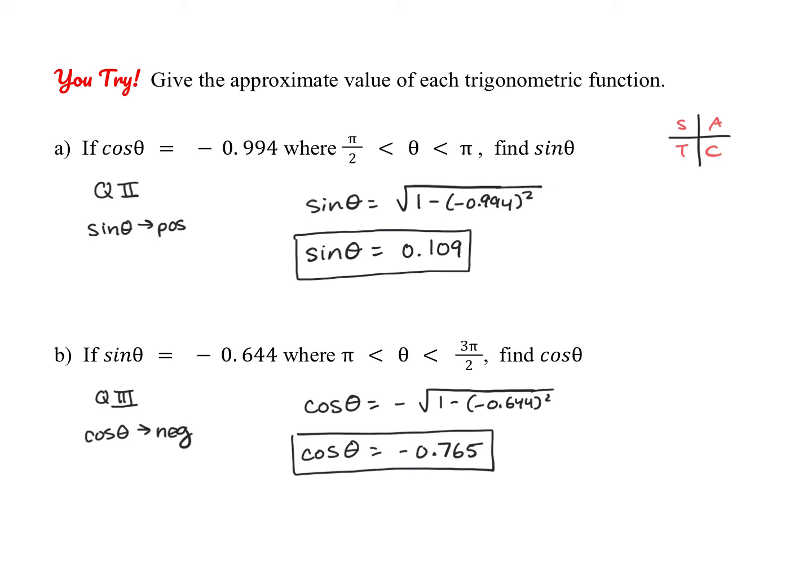Really the most important thing to look at for these, it's really just plugging in values, but you do need to look at which quadrant you're working in to see if your answer should be positive or negative. So for part A, we are in quadrant 2, so sine is positive in quadrant 2. Cosine is negative, but our answer should be positive because we're solving for the sine of theta. And for part B, we are in quadrant 3, so cosine will be negative in that quadrant.